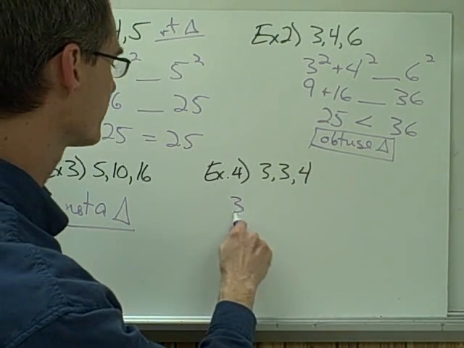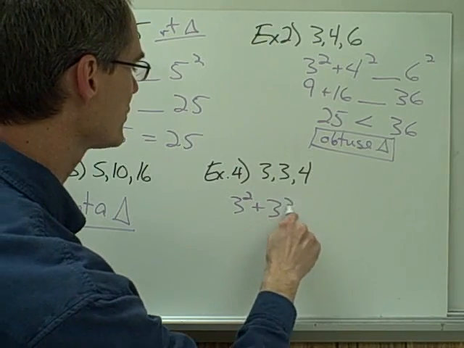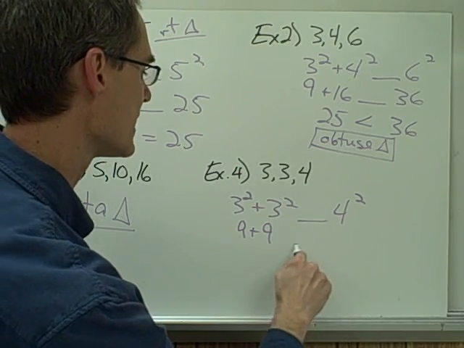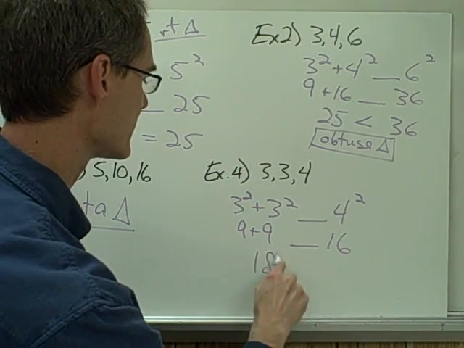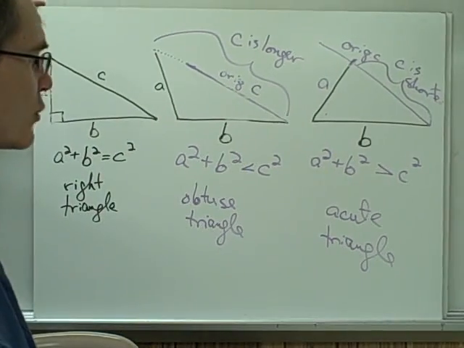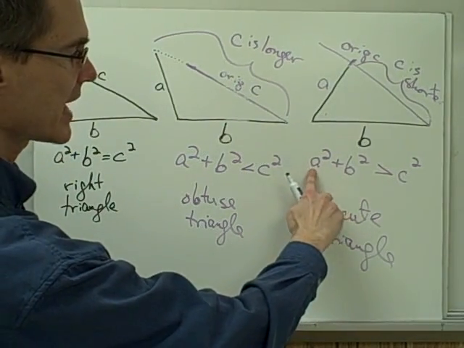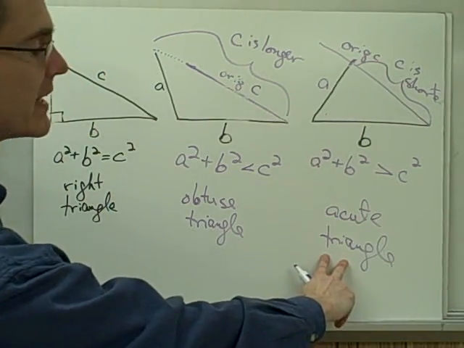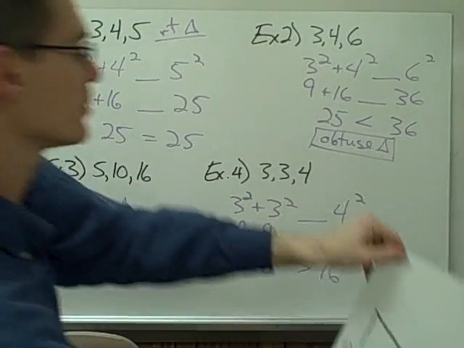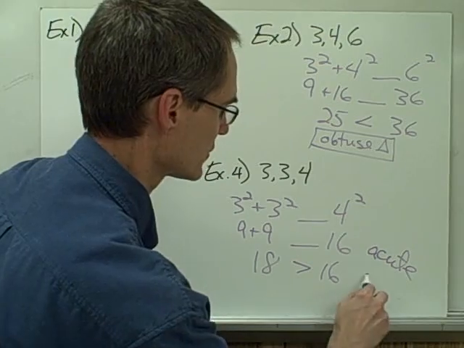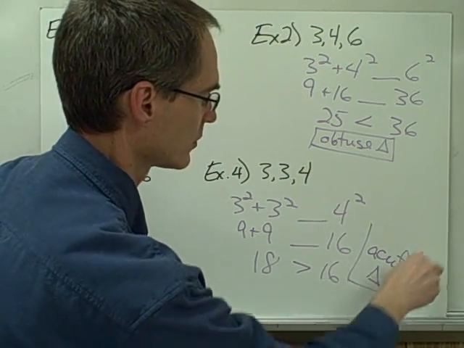This one, however, we had 3 squared plus 3 squared and 4 squared. This was 9 plus 9 and 16. That was 18, which is greater than 16. Well, again, before all I could say was this was not a right triangle. Now, however, since I have a squared plus b squared is greater than c squared, I know that not only is this not a right triangle, but it is an acute triangle. So this one is an acute triangle.